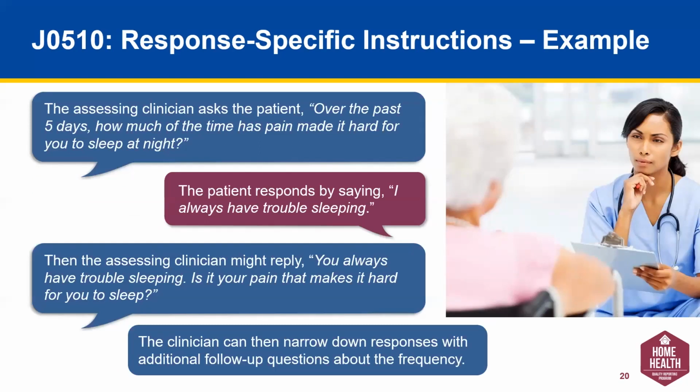To make this a little clearer, let's look at an example for J0510. In this example, the assessing clinician begins by asking the patient, over the past 5 days, how much of the time has pain made it hard for you to sleep at night? And then reads the response choices for the item. The patient responds by saying, I always have trouble sleeping. Then the assessing clinician might reply, you always have trouble sleeping. Is it your pain that makes it hard for you to sleep?